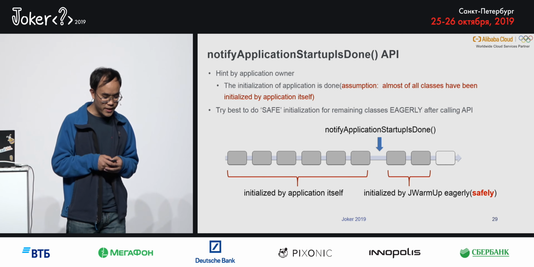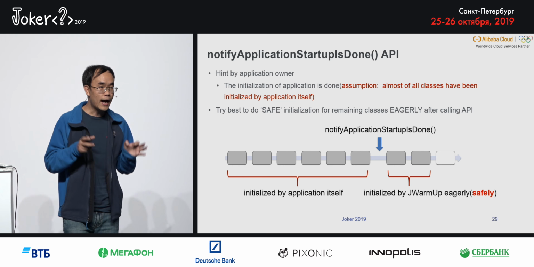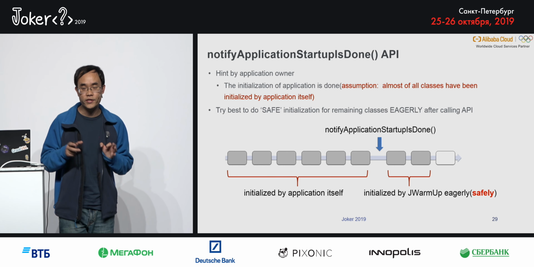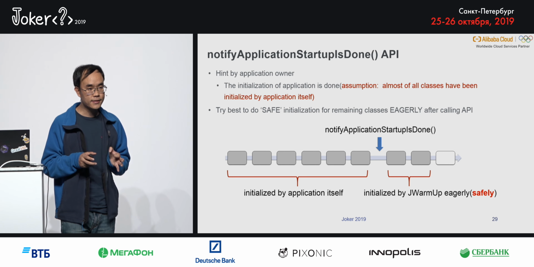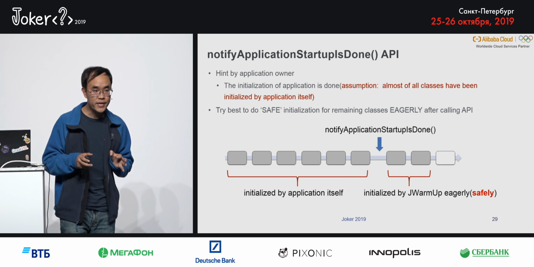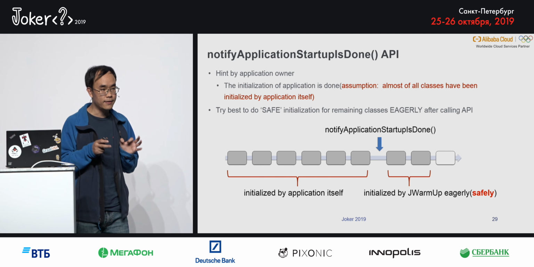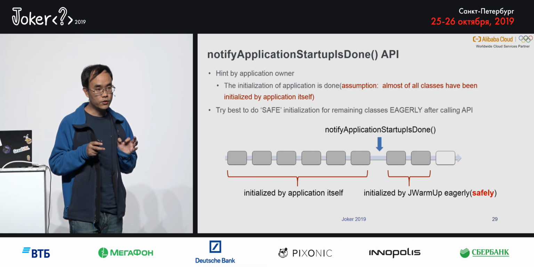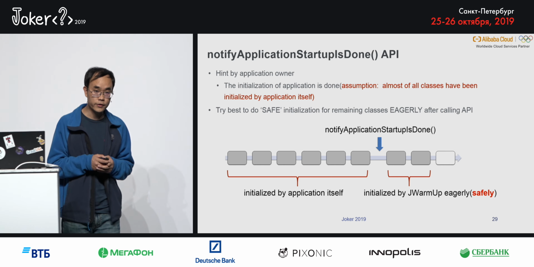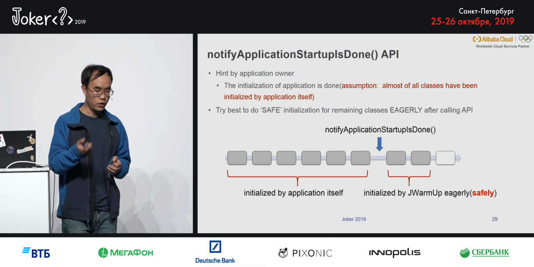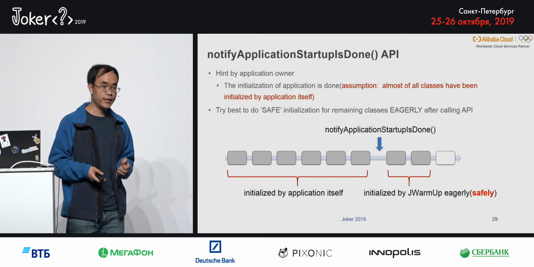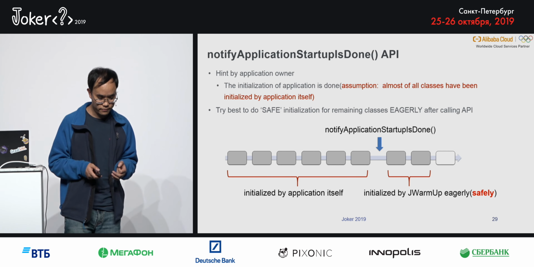And then in this phase, if we think the class has been initialized, we compile them. So what does safe initialization mean? In the current implementation, we think that if the initializer of the class is empty, it means the user does nothing in class initialization. So it's very safe to eagerly load this class and eagerly initialize it.